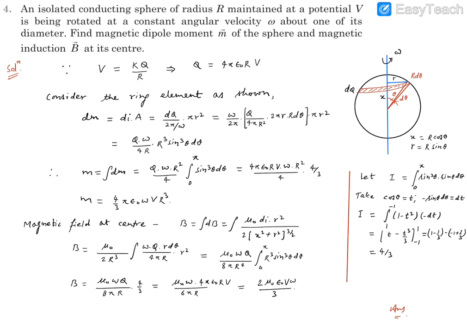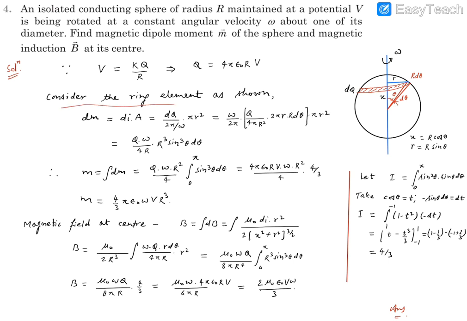Now we need to first talk about the charge and potential that is given to us. So the potential of this sphere is written as kq upon r. So q can be written as Vr divided by k, and k is 1 upon 4 pi epsilon naught, so it becomes 4 pi epsilon naught r into V. So this q, later we can substitute by this number.